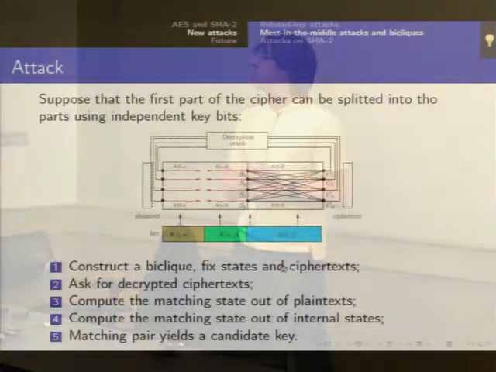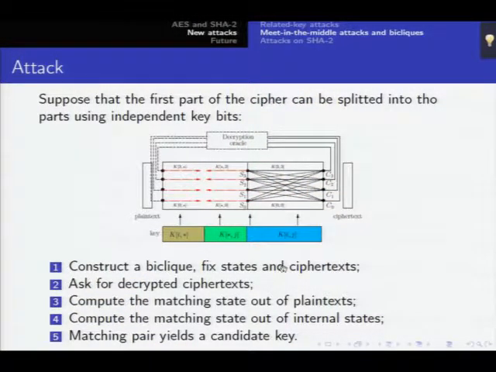And assuming you can find this construction for larger constructions, for a large number of keys, for reasonably many, say, rounds of AES, then the full attack looks as follows. You split a cipher into 3 parts. For the last part, you construct this complicated biclique with many keys. But your assumption is you can do it easily.